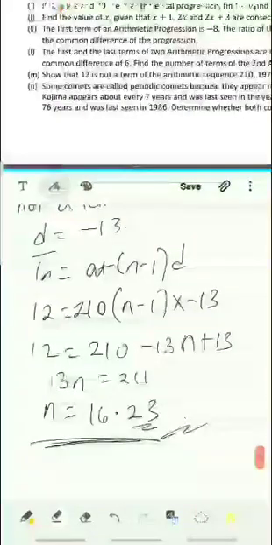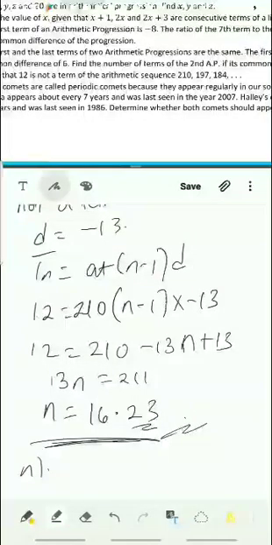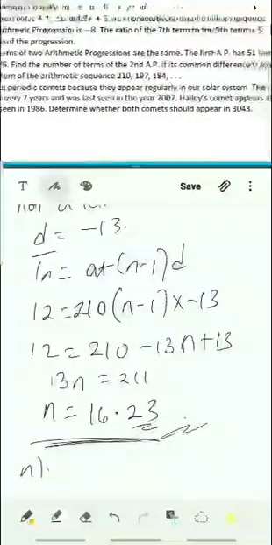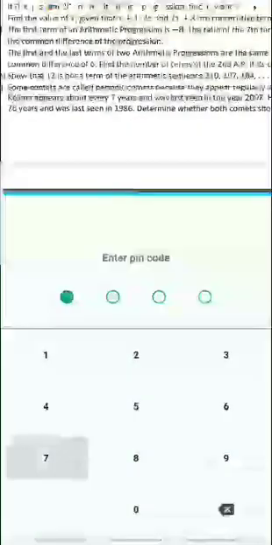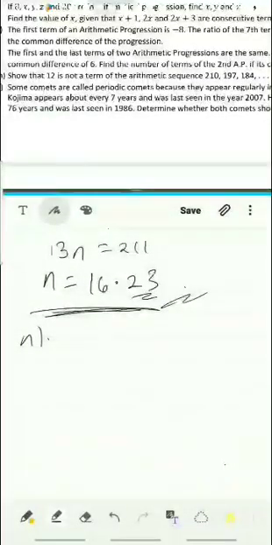Okay, so let's move to N. Some comets are called periodic comets because they appear regularly in our solar system. Periodically occur. Okay, so now we're looking at the last question.